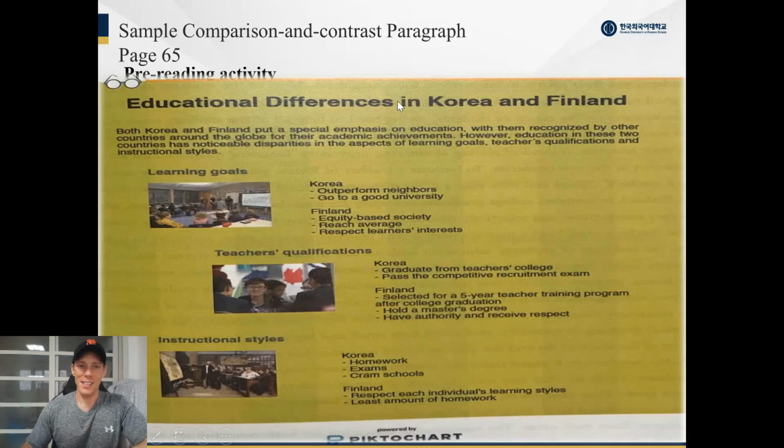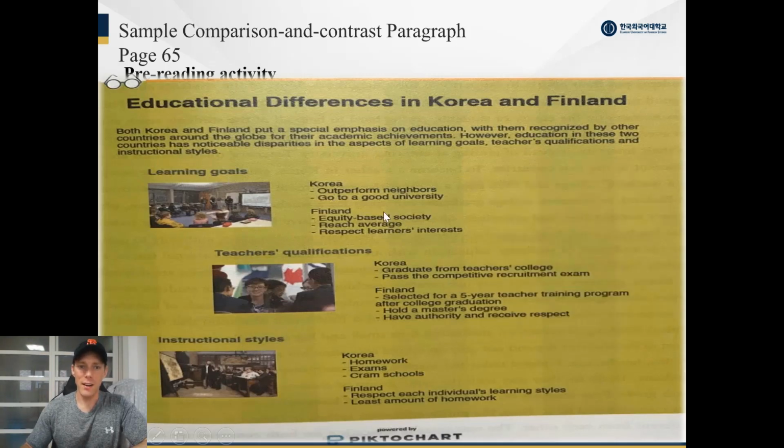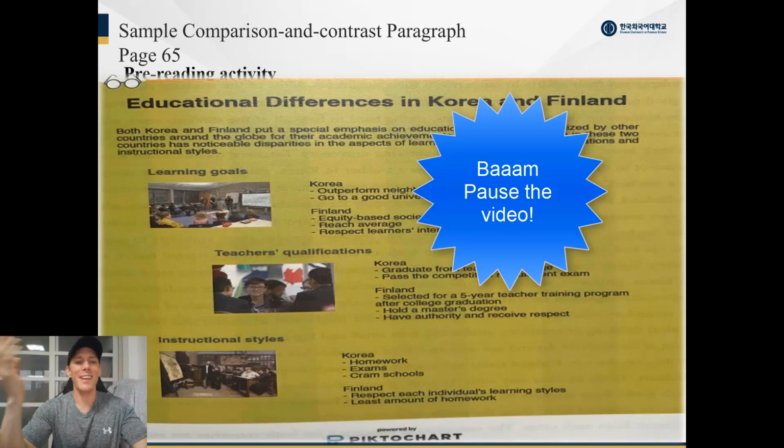And you can see it has a title, it's got some text, and it says learning goal, teacher qualifications, instructional styles, and then it has some information. Each country, key points. So you can look at this carefully. Just have a look at it, take a pause, and then we can look, right?